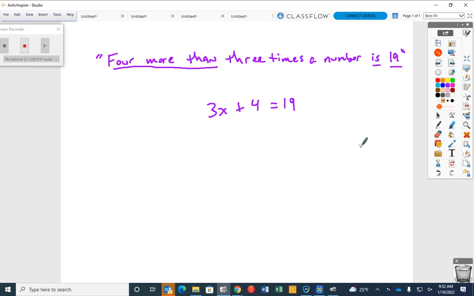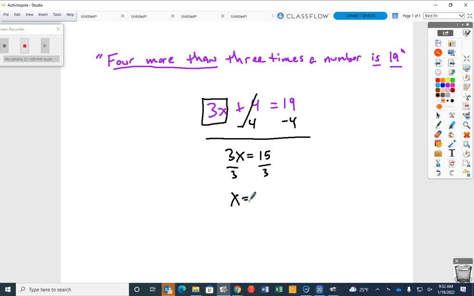A two-step equation, right? Now, the other part after we write these from verbal into an equation is we're going to solve. This is actually an algebraic equation because there are variables. What's outside that box? A plus 4. So I get rid of that by subtracting 4 from each side. You have to show me all the steps. This gives me 3x equals, what's 19 minus 4? And this is now a one-step equation. I'm going to divide each side by 3. What does x equal? 5. X equals 5.